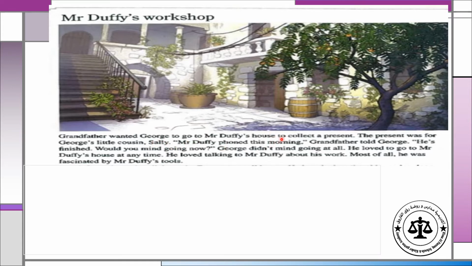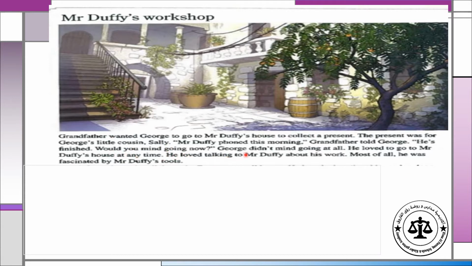Mr. Duffy phoned this morning. Who said that? The grandfather told George that Mr. Duffy phoned this morning, حكى معي this morning. He is finished. خلص what? Finished the present, making the present for the little cousin of George. Would you mind going now? هل تمانع إنك تروح الآن. George didn't mind going at all. Why? Because he loved to go to Mr. Duffy's house at any time, بحب كتير يروح لمستر Duffy's house بكل وقت أو أي وقت.